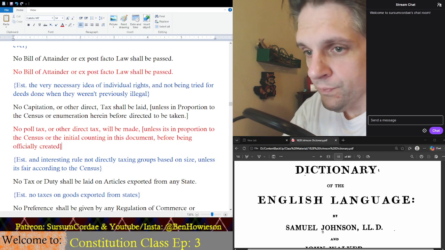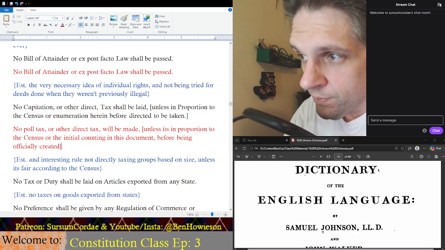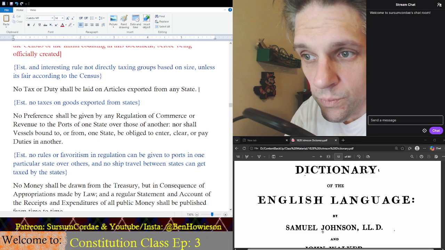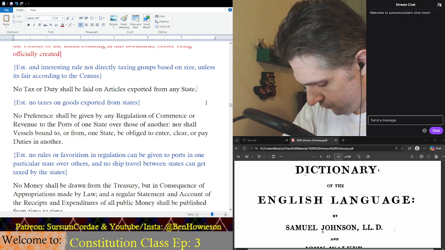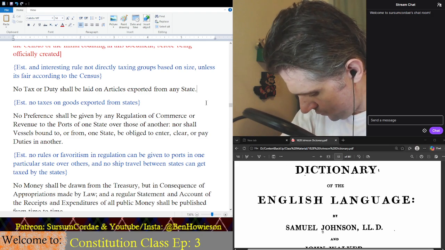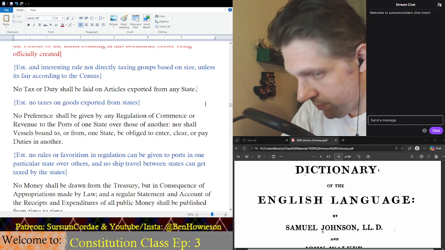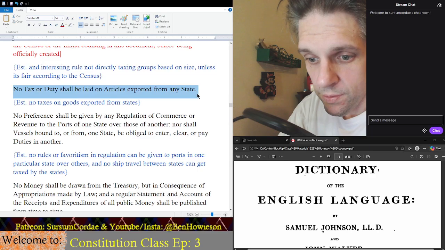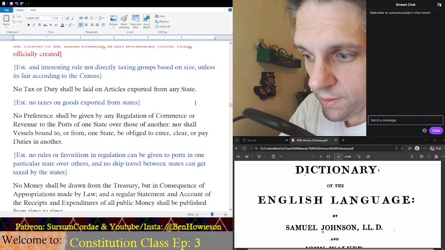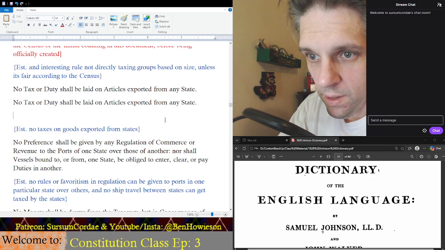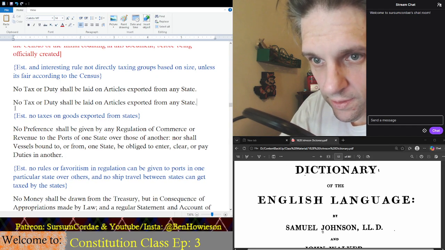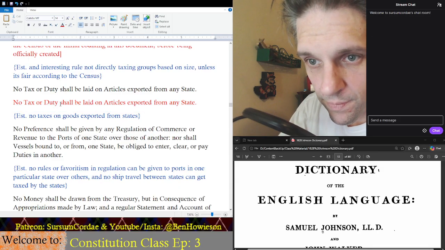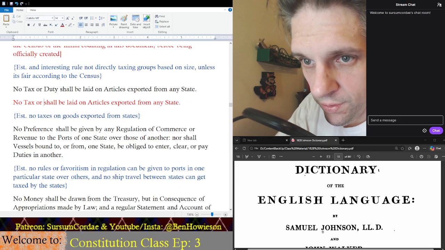Okay. No tax. Okay, so all we're going to do here is simplify a little bit because they really do love the redundancy in this language to try to pad it out and make it sound more fancy, like a fledgling country who doesn't know what they're doing might do. But we don't really need tax or duty.